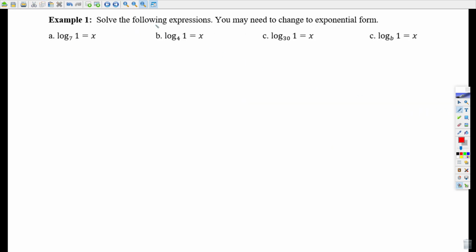So for our first example, we're just going to solve these like something we know how to do. Should be very familiar. It says you may need to change to exponential form. The way I'm going to show you how to do these by hand is by changing this to exponential form, where we cross out the log and we start with the base. You should already know how to do this. It's nothing new. Take the base 7, go across to the x, back around, equals 1. So the question is, what would you put in there to make it 1? Hopefully you can figure out that the only value that would work here is 0.